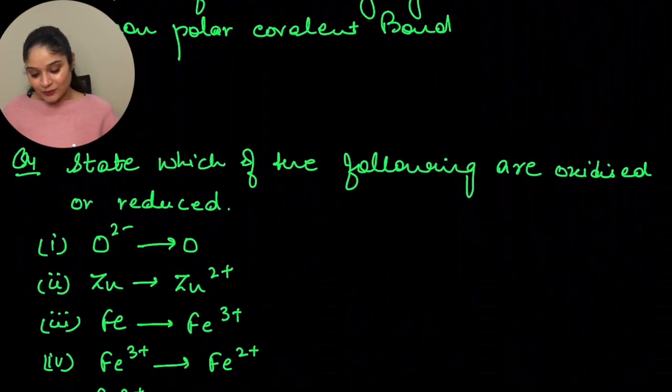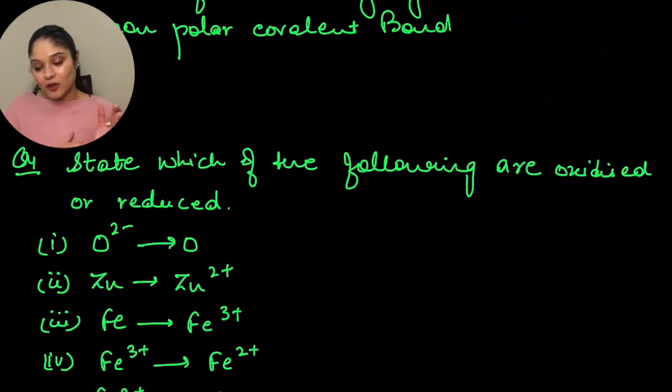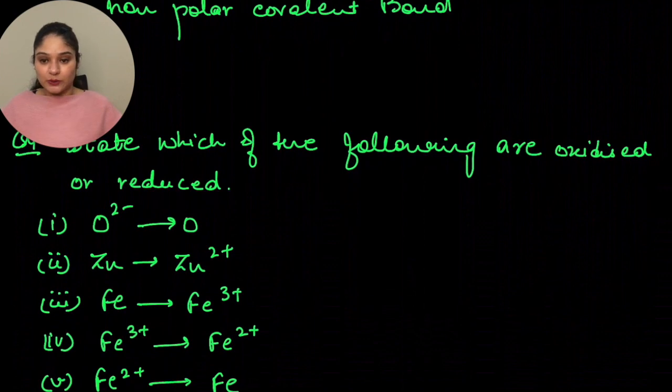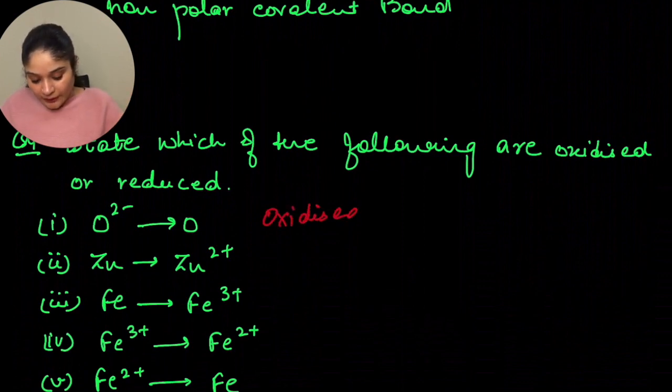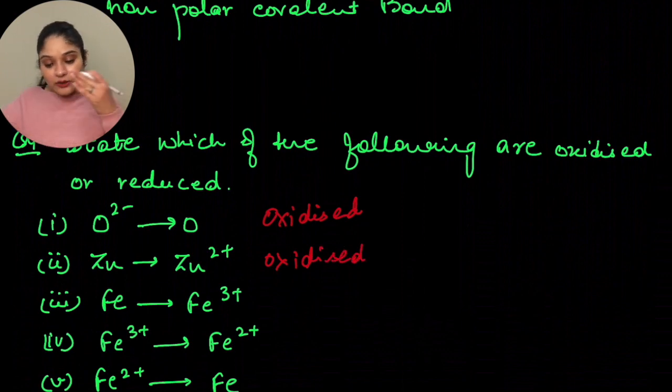Let's move to the next question. State which of the following are oxidized or reduced. So let's quickly go through these, okay? So oxygen ion is being converted to oxygen O. So that means it is being oxidized. Then you have Zn and then you are getting an ion. So that will be oxidized as well. Then the third one is iron giving you Fe3+. So that is also oxidized.